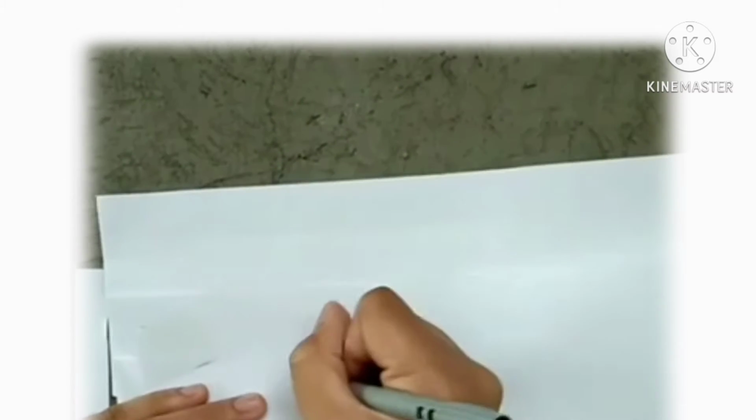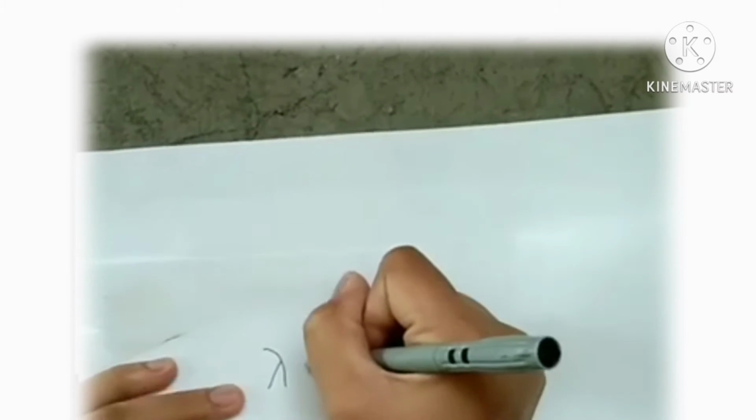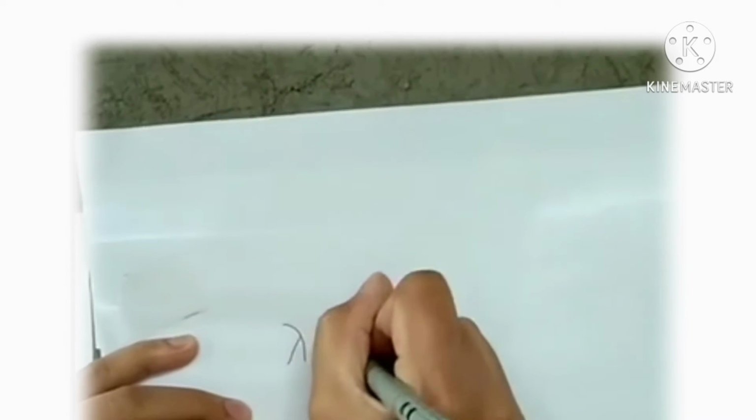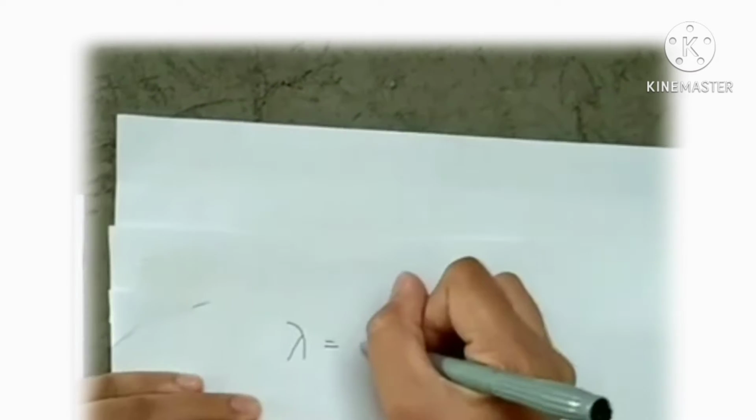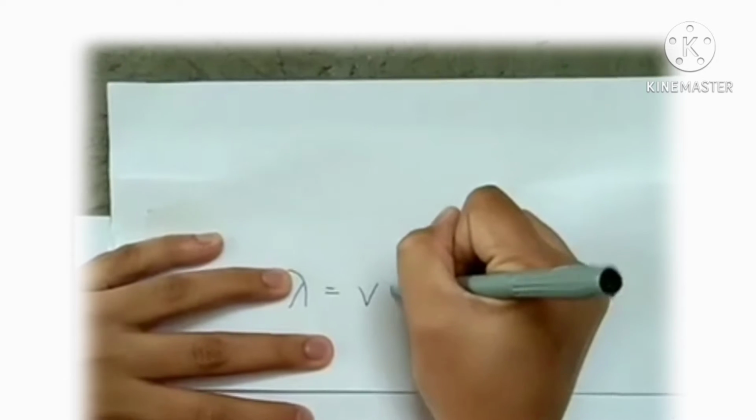For the purpose of figuring out its wavelength, we are going to multiply the v that we got here by the time.